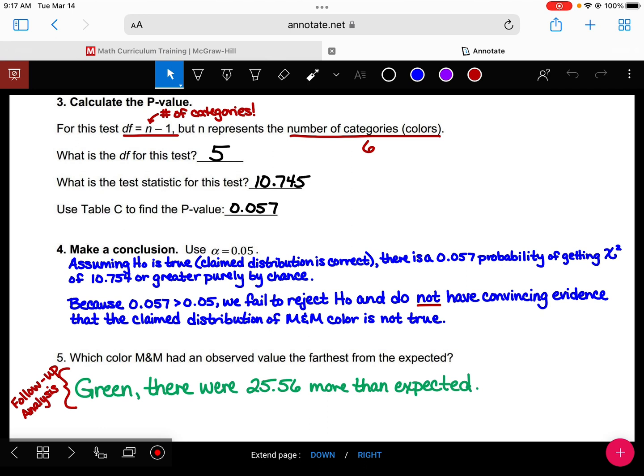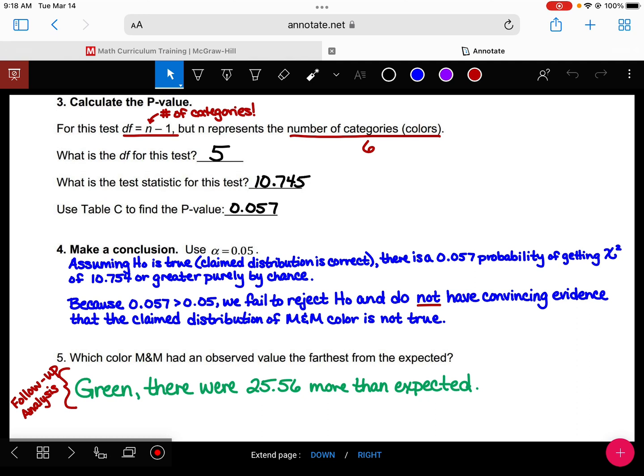Green M&Ms were the ones that contributed the most to our chi-square score here. Because we had this difference, we divided by our expected, and then we squared it and then divided by our expected. And I'm trying to remember exactly what it was. Does anybody have that, like when we added up the column? 25.56, and then we squared and divided. What was it after we squared and divided? 6.44. So 6.44 out of this 10 came just from our green M&Ms. Most of that chi-square score came from just the green M&Ms.